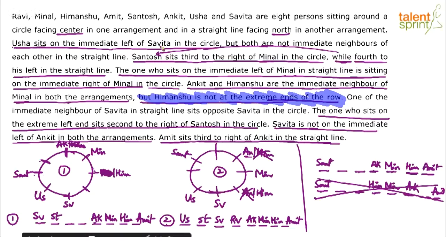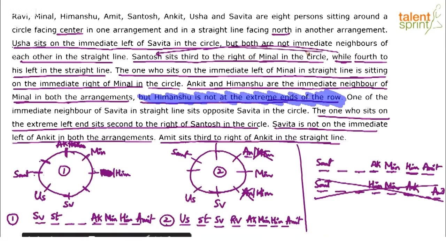Usha sits on the immediate left of Savita in the circle, but both are not immediate neighbours of each other in the straight line. See, we know that Usha and Savita are not immediate neighbours of each other in the straight line. So here, anyway, Usha and Savita are not immediate neighbours. Here, if you want Usha and Savita not to be immediate neighbours, anyway satisfied because Savita is sitting here. Usha can come in any of these 2 positions.